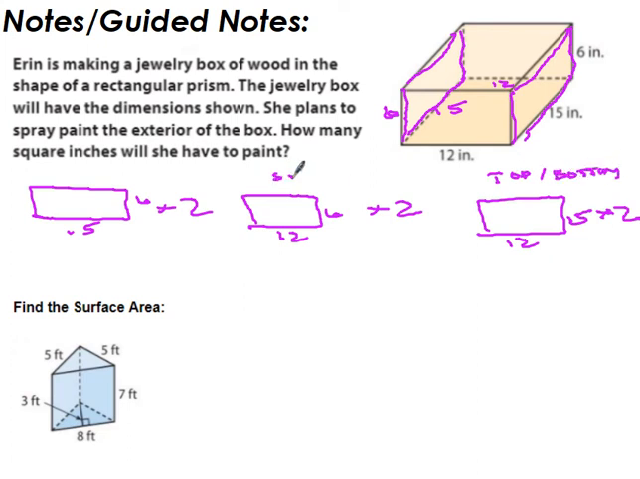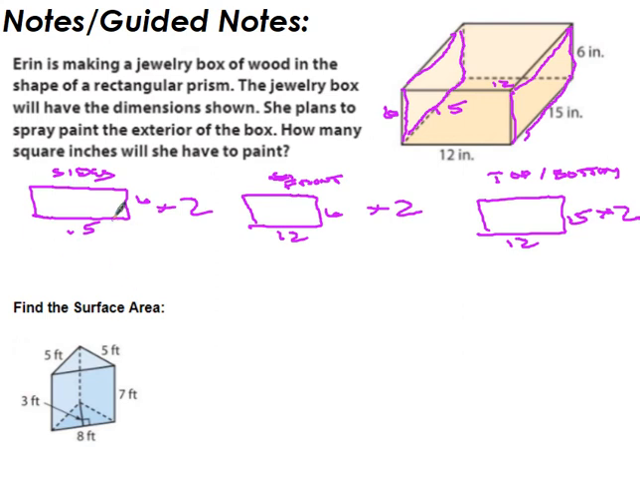These are the sides. I'm sorry, this is the front and the back. And these are the sides. So I'm just finding the area of these individual rectangles, and then I'm going to add them all together. So for this first one here, I have a 15 by 6 rectangle.